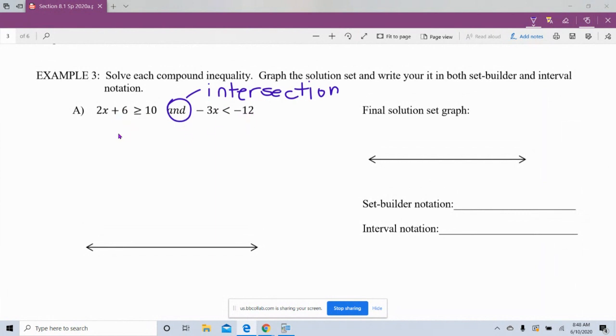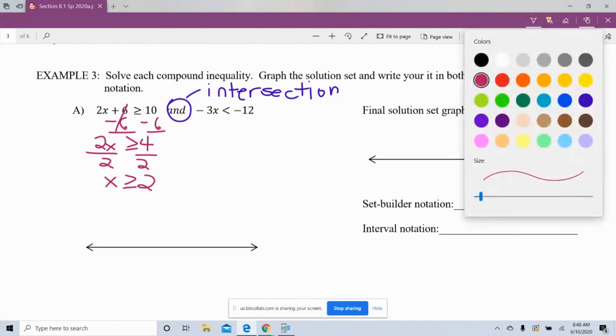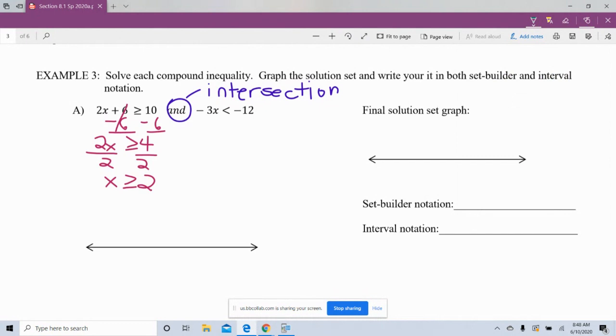So I'm going to use two different colors for this. So I think I'm going to use that kind of purple color. And so I'm going to, in the first one, begin by moving the constant 6 to the other side. So now I have 2x is greater than or equal to 10 minus 6 is 4. And then I'm going to divide both sides by 2. So I'm going to have x is greater than or equal to 2, right? And the next one, I'm going to change colors on this. I'll make it in green.